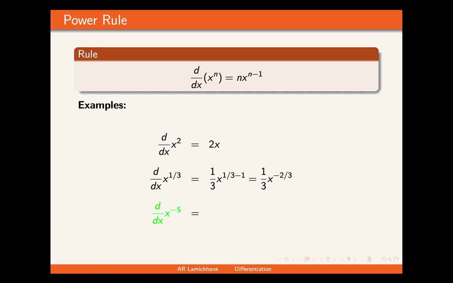Let's see one more example. Our goal is to find the derivative of x to the power minus 5. Can we use the power rule? Yes, because negative 5 is a real number in the power, so we can use the power rule. But how do we apply it? We bring the negative 5 down as a coefficient, write down x as it is, and subtract the power, which is here negative 5, by 1. So negative 5 minus 1, when we simplify, we get negative 6. So the derivative of x to the power minus 5 is negative 5 times x to the power minus 6.